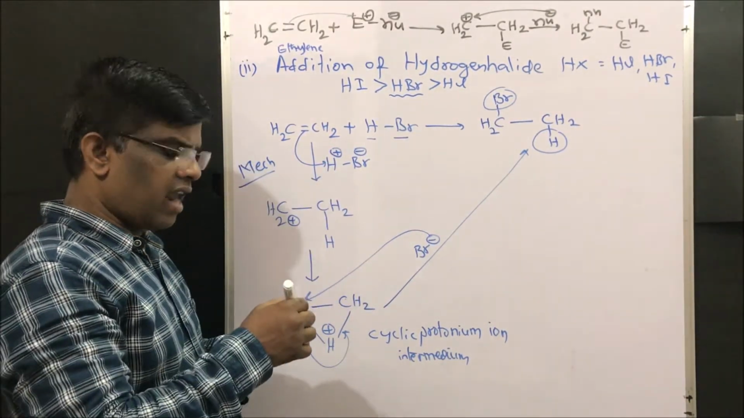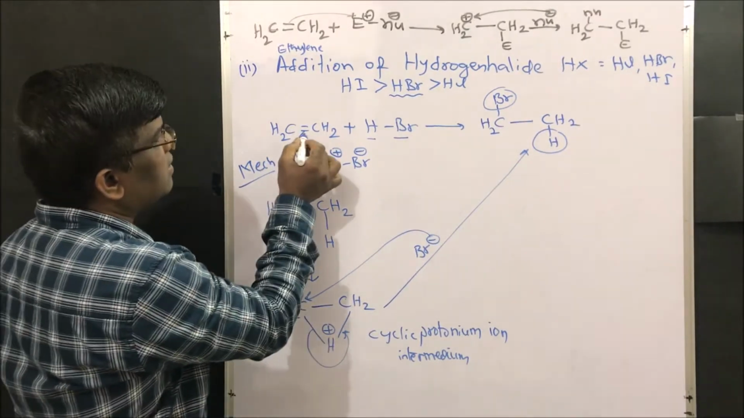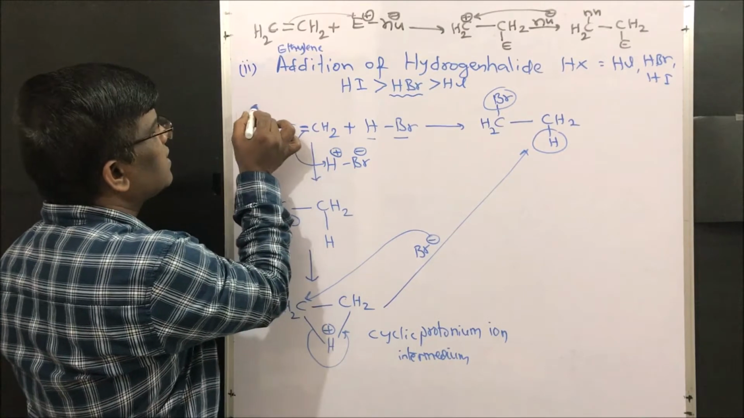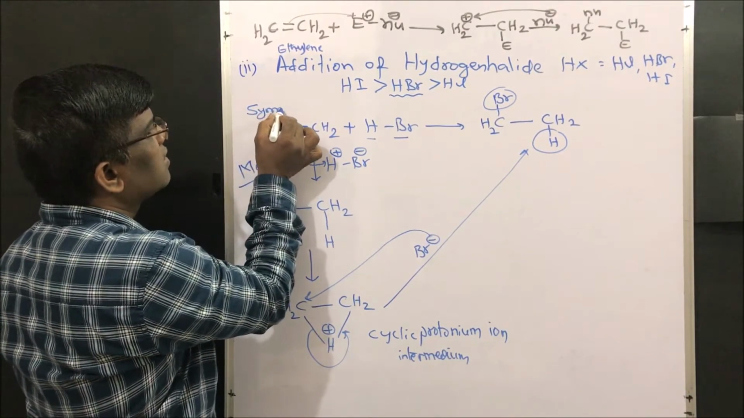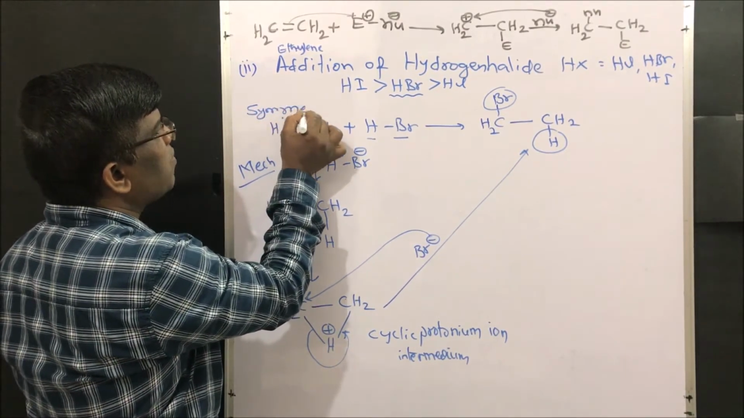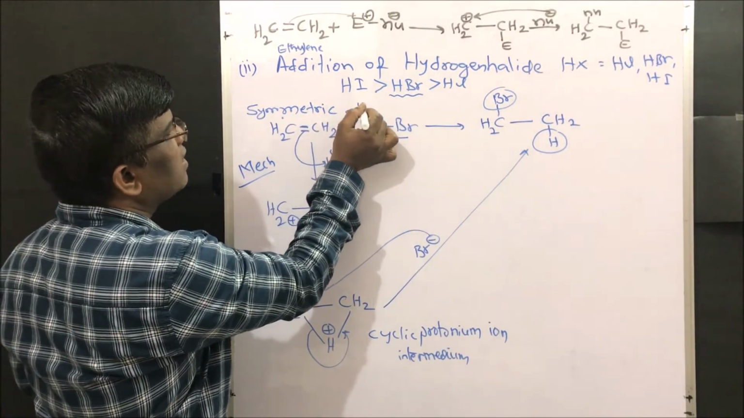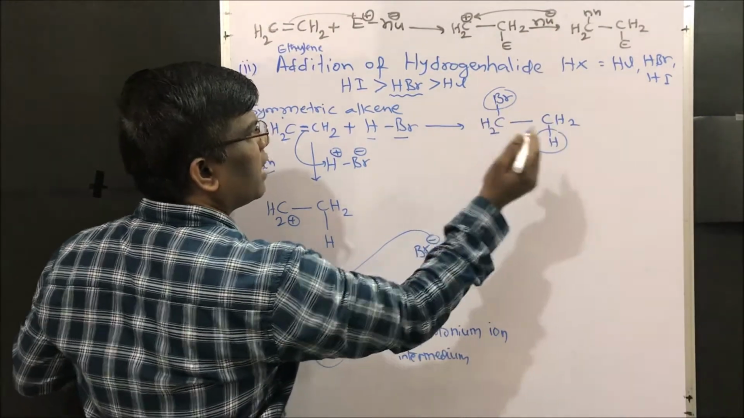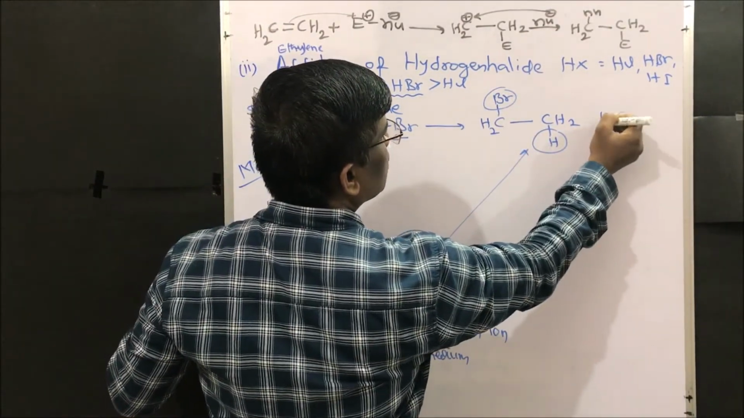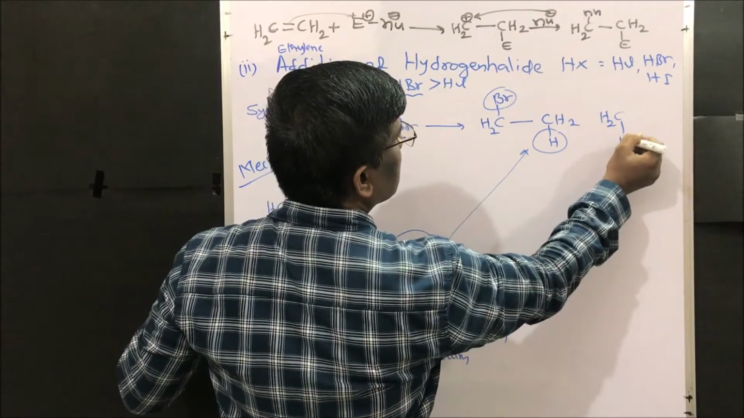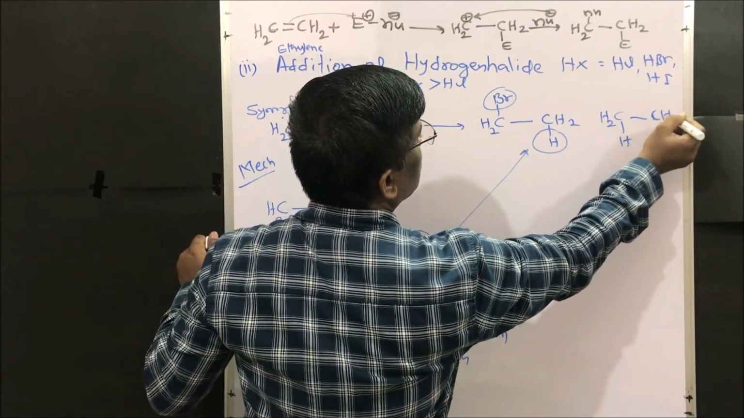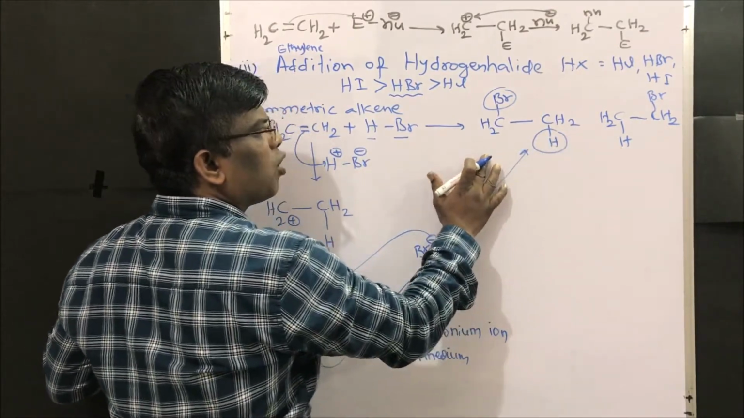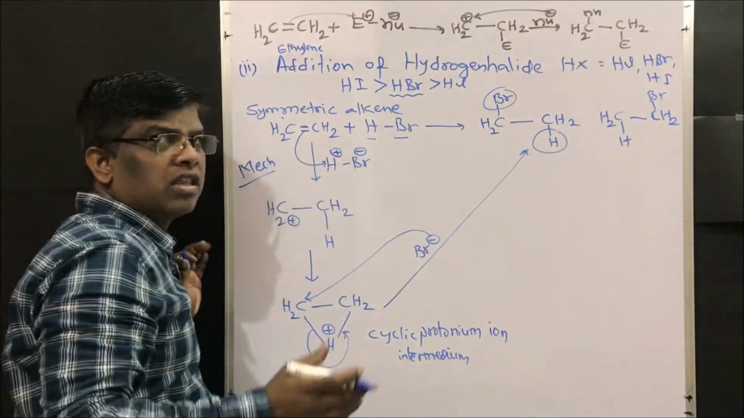Let us take another example. This is a symmetric alkene, meaning both sides of the alkene are CH2CH. It is a symmetric alkene. So whether bromine and hydrogen add both ways, even if it adds to this side H and CH2 bromine, both the compounds are the same. Ethyl bromide, isn't it? Both are the same.